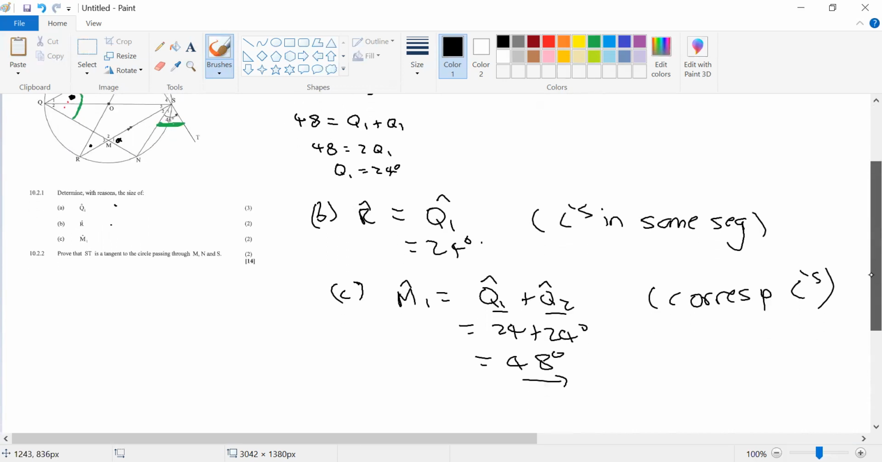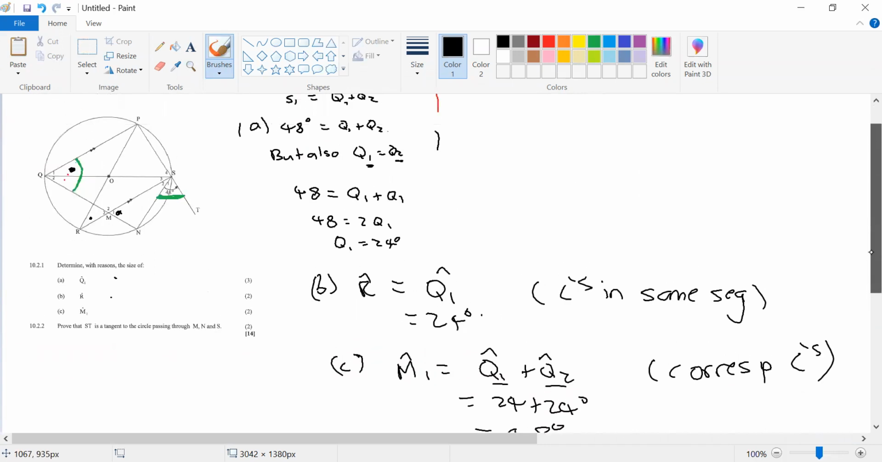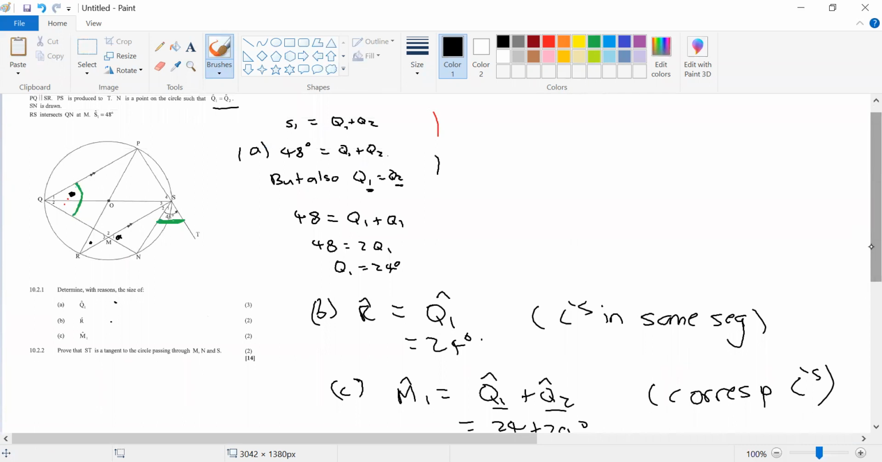And lastly, for 10.2.2, we need to prove that ST is a tangent to the circle passing through M, N, and S. So ST is this line right from there to there. And they're telling me I need to prove that that is a tangent to a circle that would be around M, N, and S. So there needs to exist some imaginary circle that touches all these points right here.